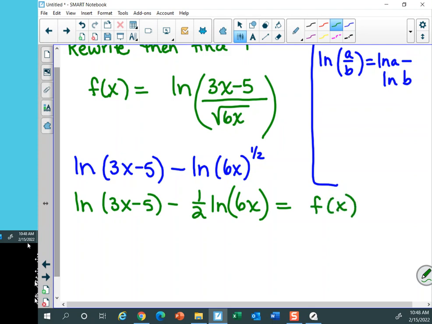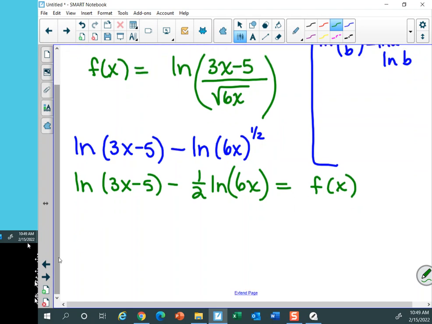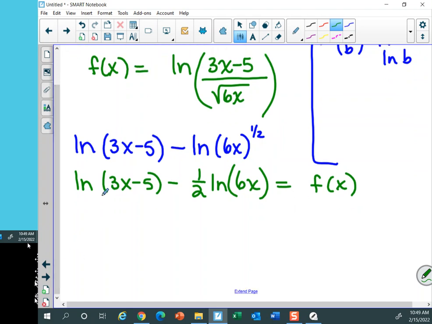The natural log of 3x minus 5 minus 1/2 the natural log of 6x. If you would like to write out natural log of 6 plus natural log of x, you can. Like I said, I hardly ever worry about rewriting if it's just a constant times an x. I just don't look at it that way.